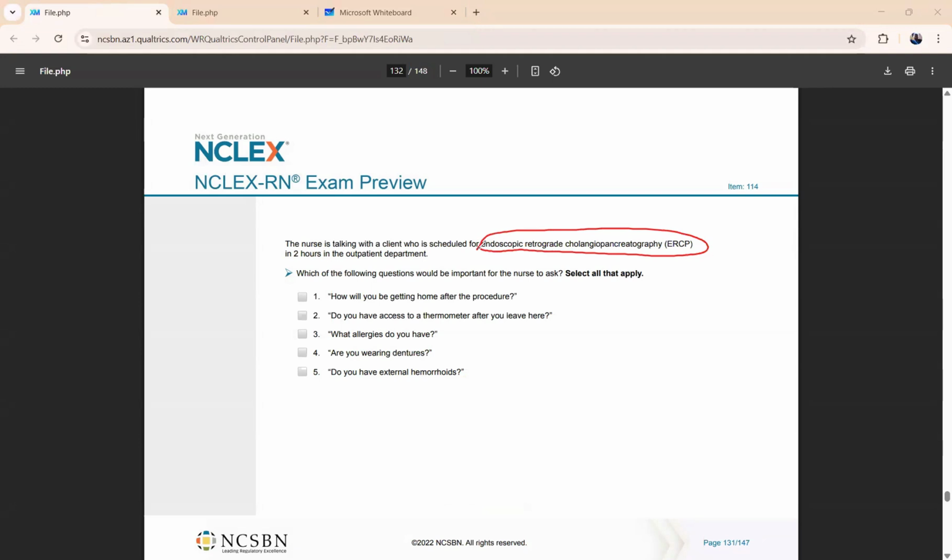Most especially when NCLEX is testing you on any surgery, right? They commonly test you on pre-op care, post-op care, and then complication. Now, when the NCLEX is testing you on pre-op, they are going to use this keyword, scheduled. Right. So you can easily know that there's something going on.